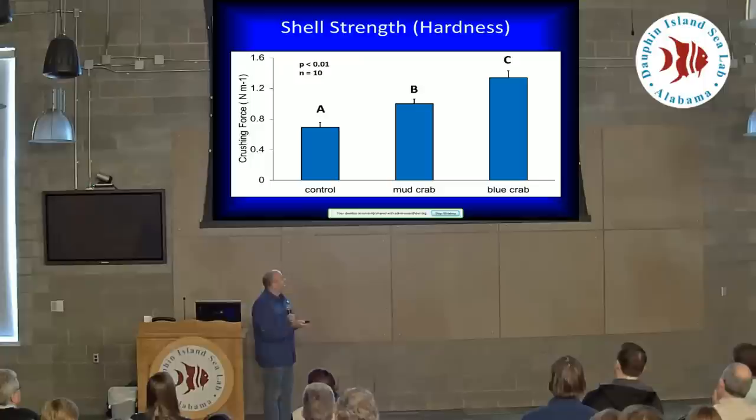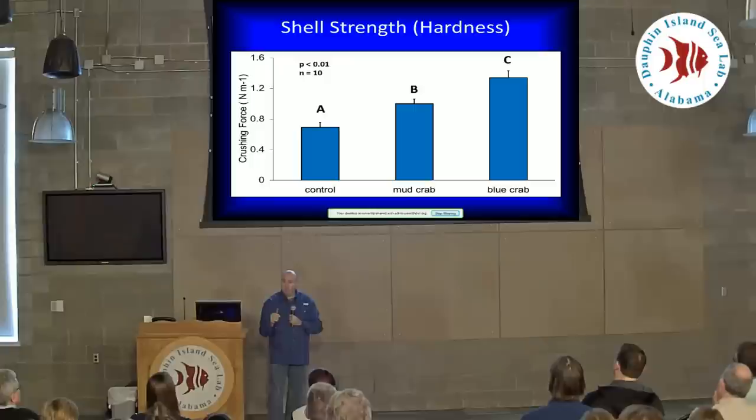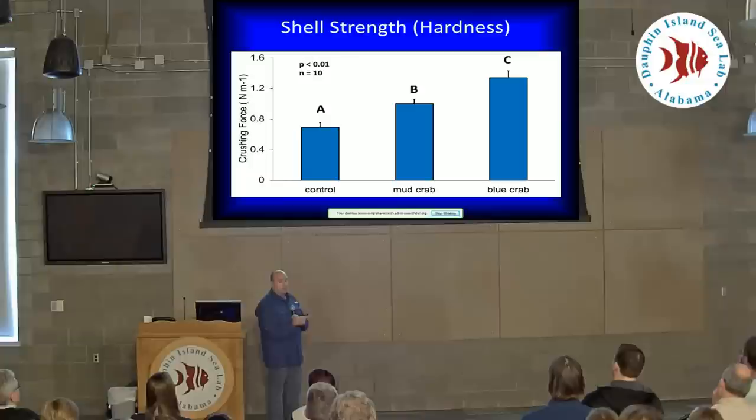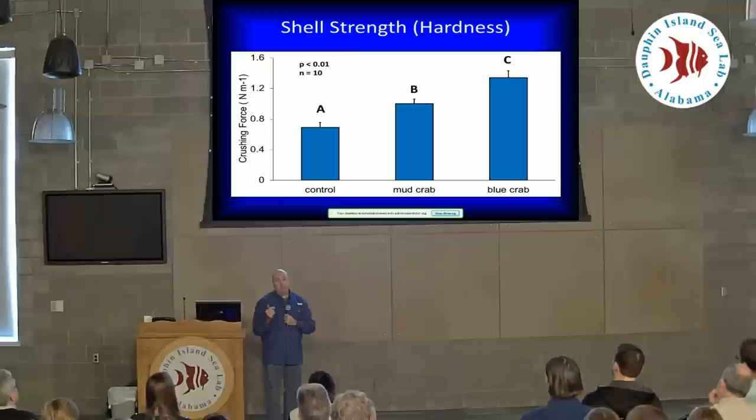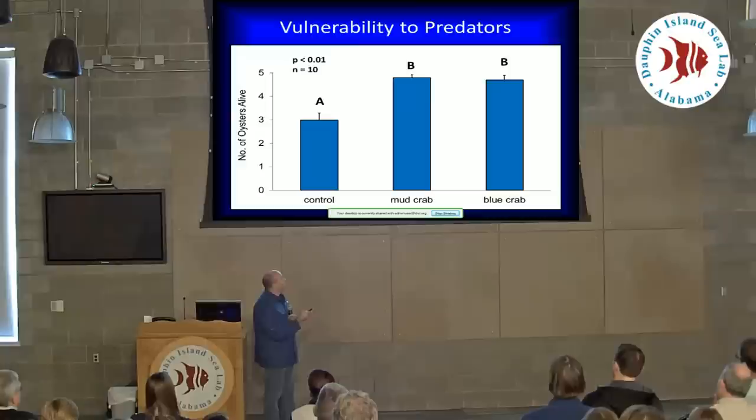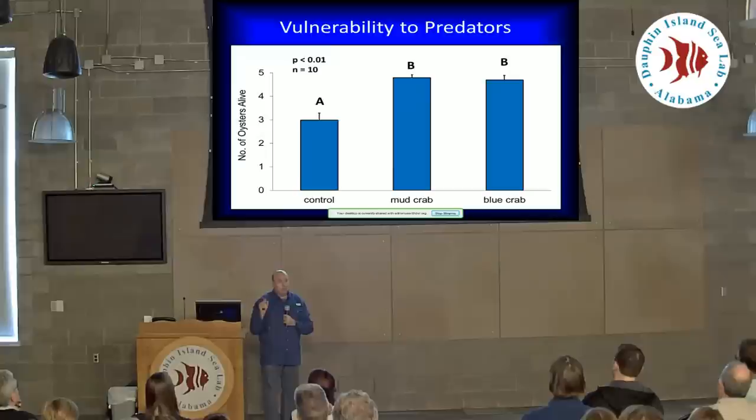But what was interesting is when we looked at that shell hardness measure, how much force it took to crush the shell, for both blue crabs and mud crabs, significantly more force was required to crush these oysters than we saw in the control treatments. So this led us to think that even though the shell weights weren't different, the oysters are doing something morphologically to make the shell stronger. Some current work right now is trying to figure out what in the world that is.